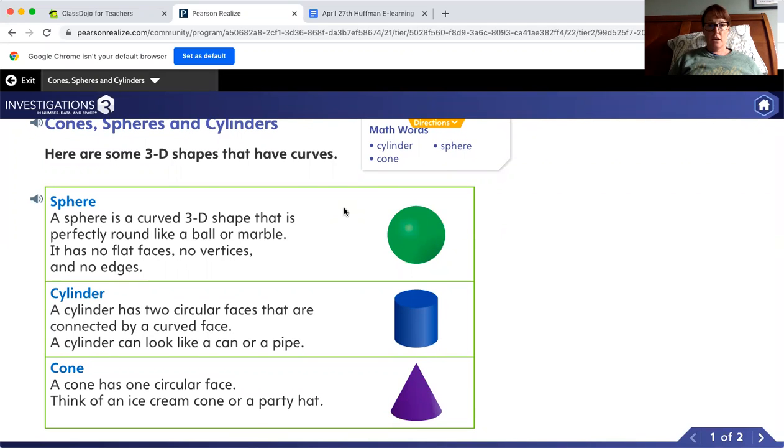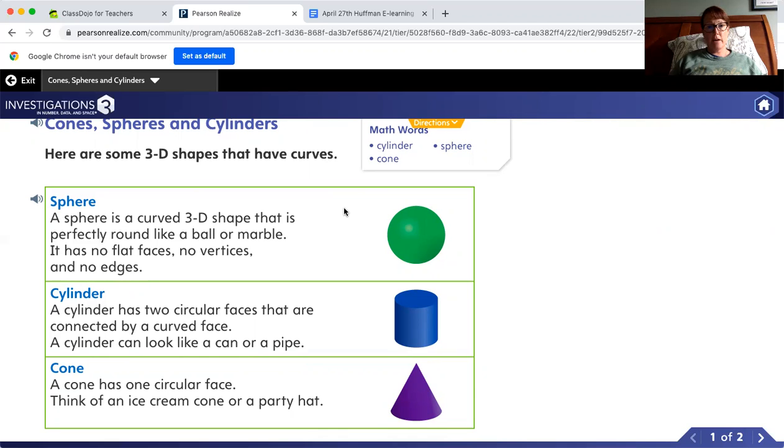A sphere is a curved 3D shape that's perfectly round. It's like a basketball, a soccer ball, a marble. It doesn't have any flat faces, vertices, or edges.